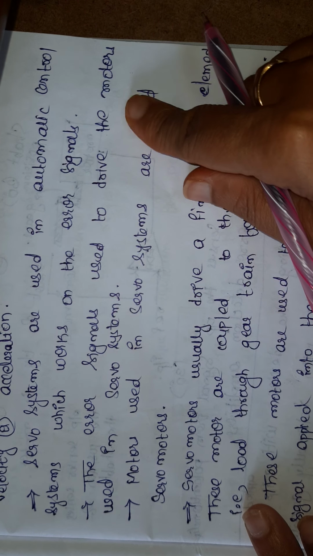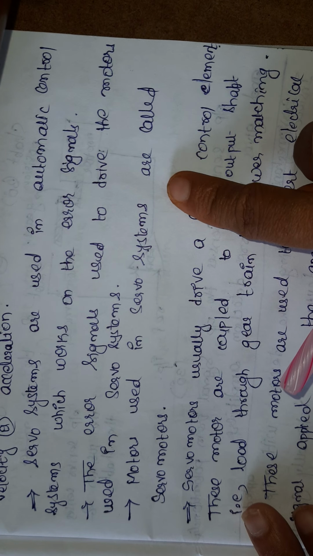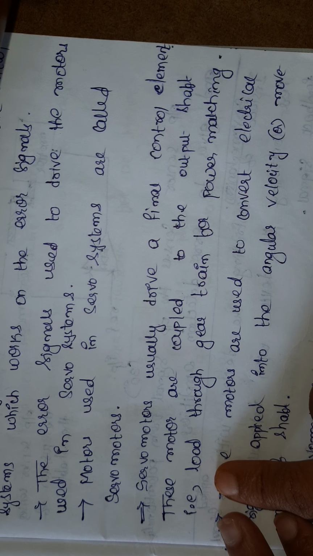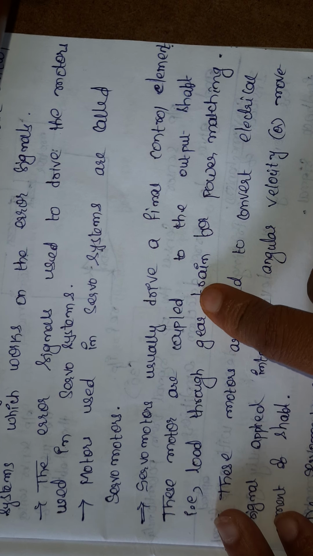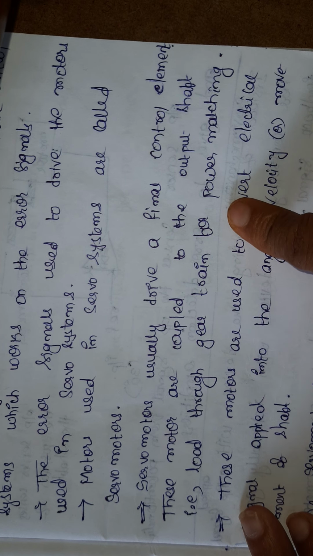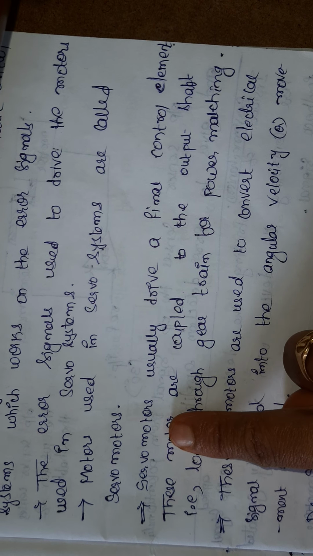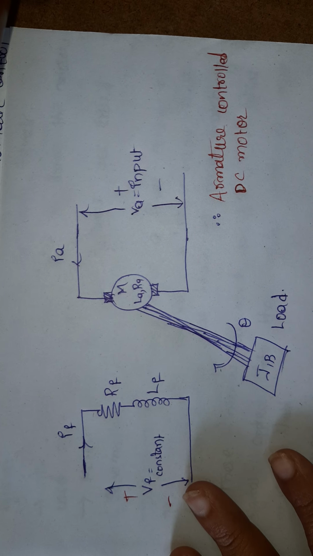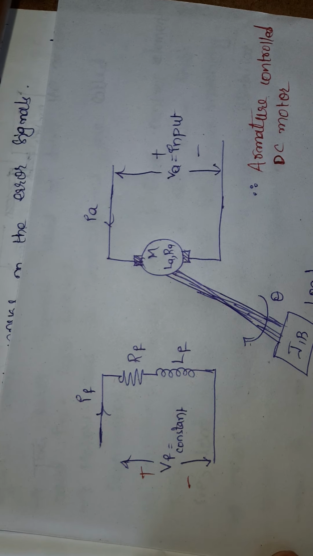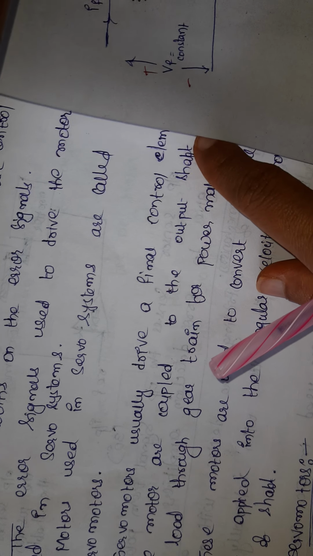Okay, the error signals are used to drive the motors used in servo systems. Motors used in servo systems are generally called servo motors. Servo motors usually drive a final control element. These motors are coupled to the output shaft, that is load, through gear train for power matching. Okay, means here see, this is the armature controlled. So I am explaining about this point.